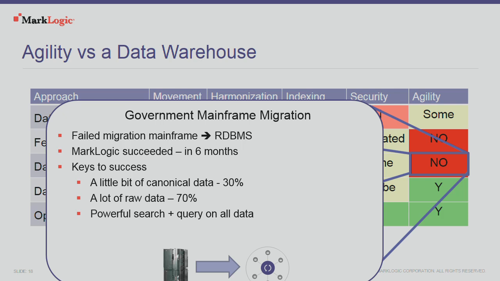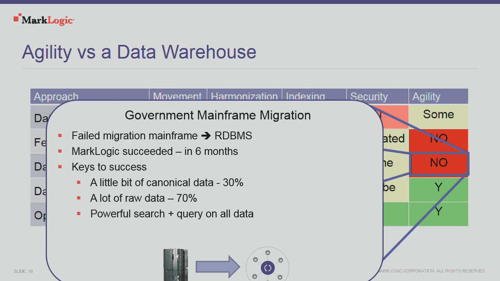They tried to do it, and they failed. They just couldn't get it done. They had to kill the whole project, and it was a real problem for them. And we were able to come in there and actually do this in 6 months. We were able to take the mainframe system and the new Oracle system, pull all that data together, even though it was about 10 or 12 different systems, and put it into one consolidated data access. And one of the keys to success is the agility.